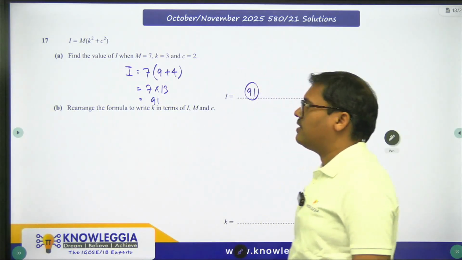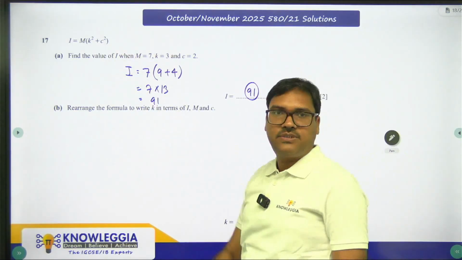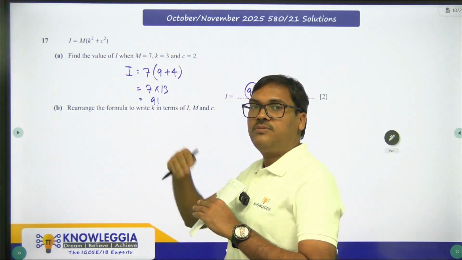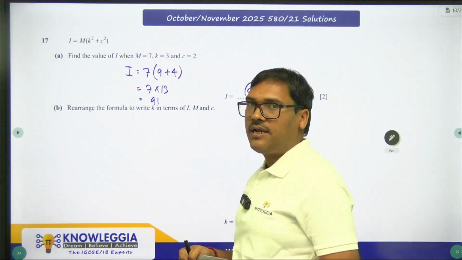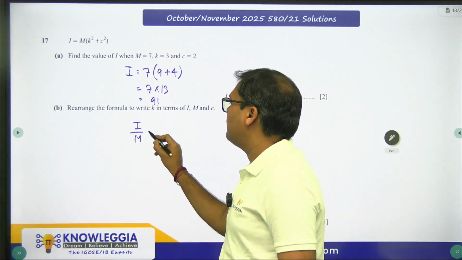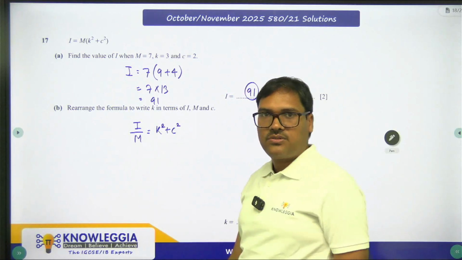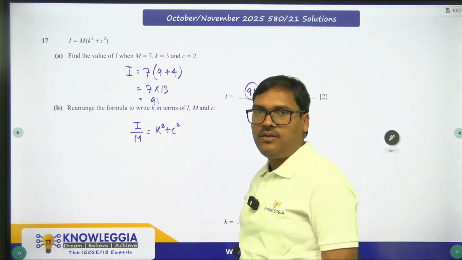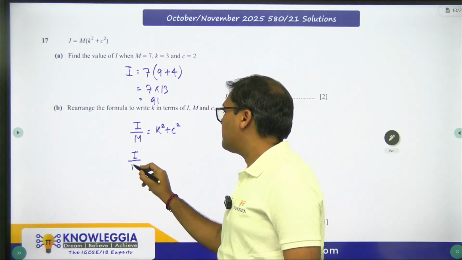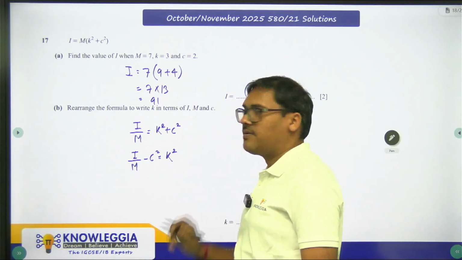So what is the first value? This is 90. Rearrange the formula to write k in terms of the others. So basically, you have to make k the subject. I have to take all the terms on one side, and on one side you write the k. First we will remove m by dividing by m. This is k square plus c square. Just take the reverse operation. Now we want to remove the c square. It is an addition, so we will subtract. So this is I upon m minus c square is equal to k square.